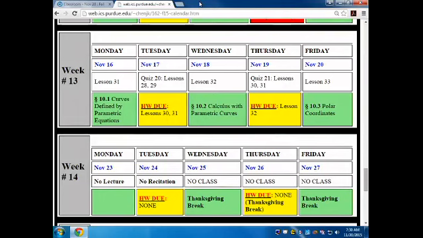All right. Let's look at the calendar here. So remember, next Monday and Tuesday we have no class, and then Wednesday through Friday is Thanksgiving break. So that's that, right? Someone's happy.